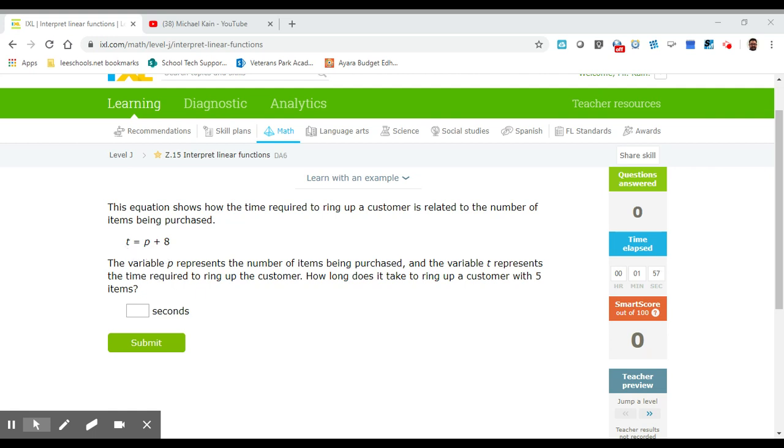The variable p represents the number of items being purchased, and the variable t represents the time required to ring up the customer. How long does it take to ring up a customer with 5 items? So, what we have to do here, at least in the beginning, is plug in a number from our word problem into our function and solve it. So, 5 is the number of items and variable p is the number of items. So if I put a 5 where the p is, I'm going to do 5 plus 8, which is 13 seconds.